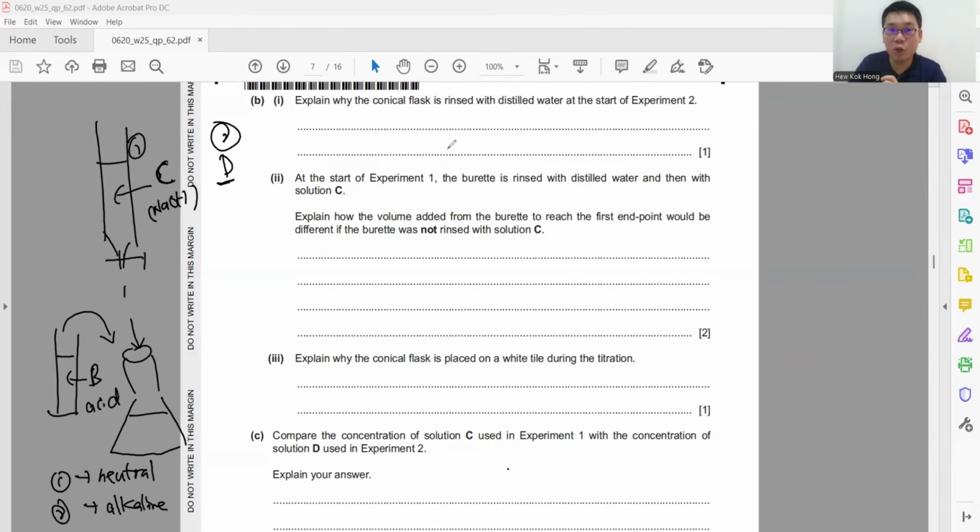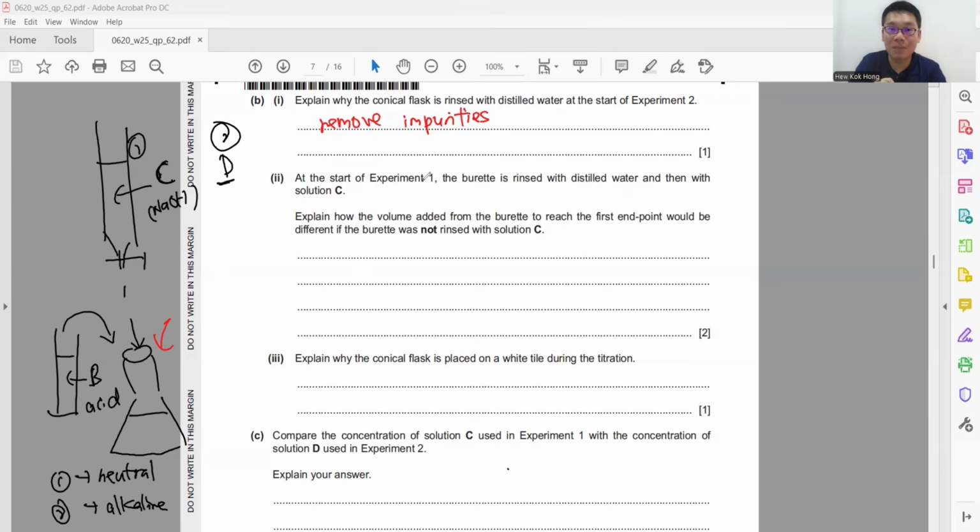B1. Explain why the conical flask is rinsed with distilled water at the start of experiment 2. To remove all the impurities that might be inside the flask. If you want to say to remove contaminants, also can.